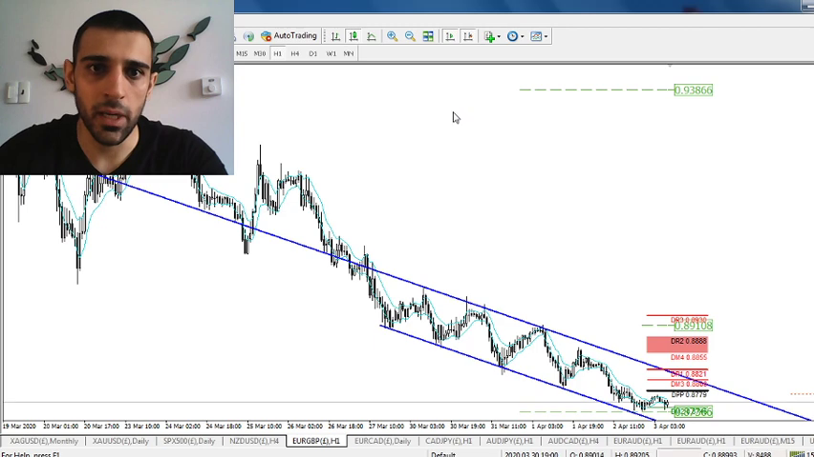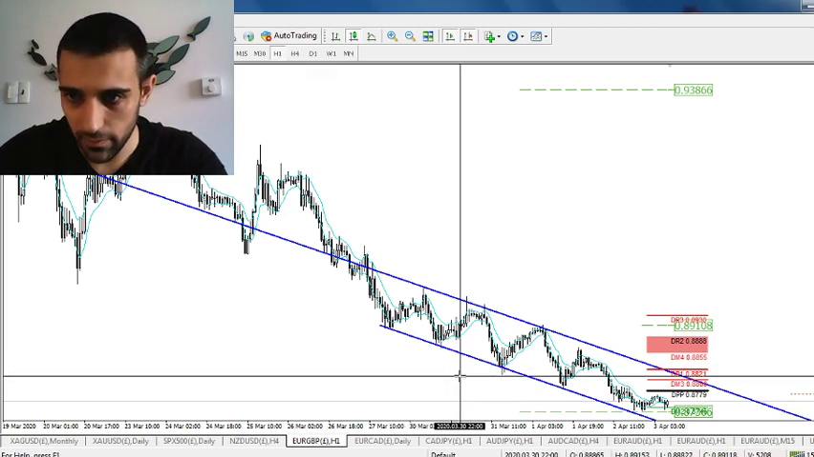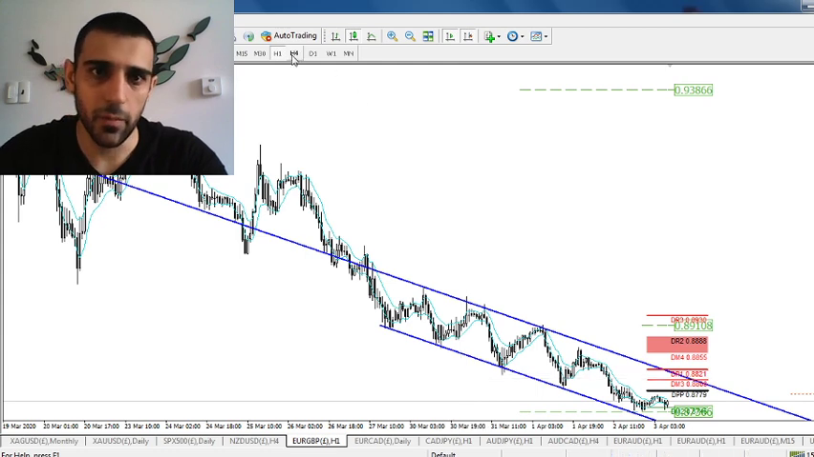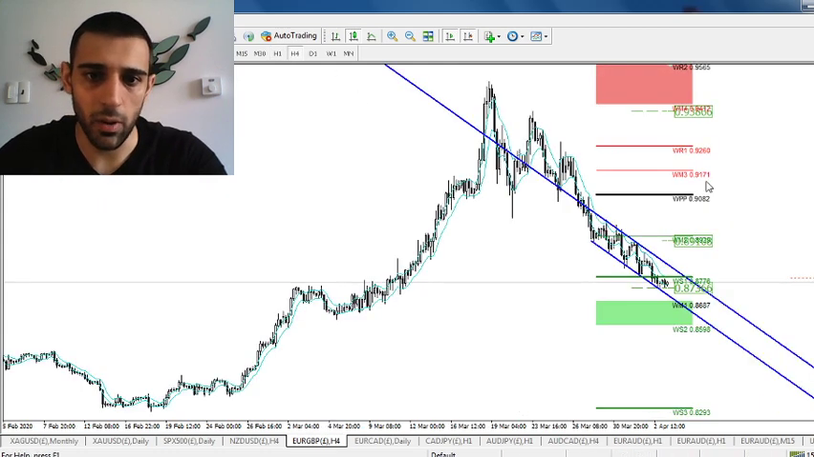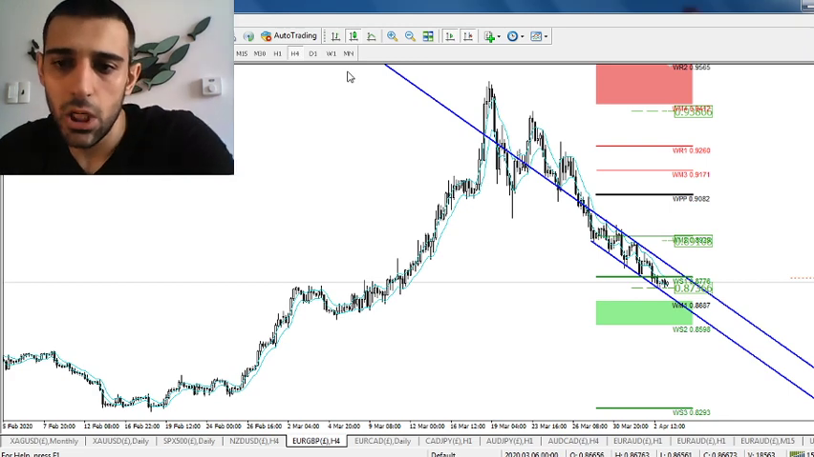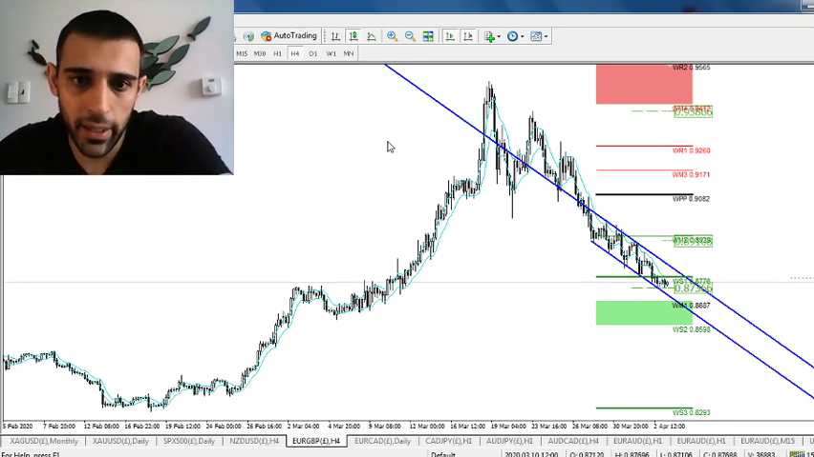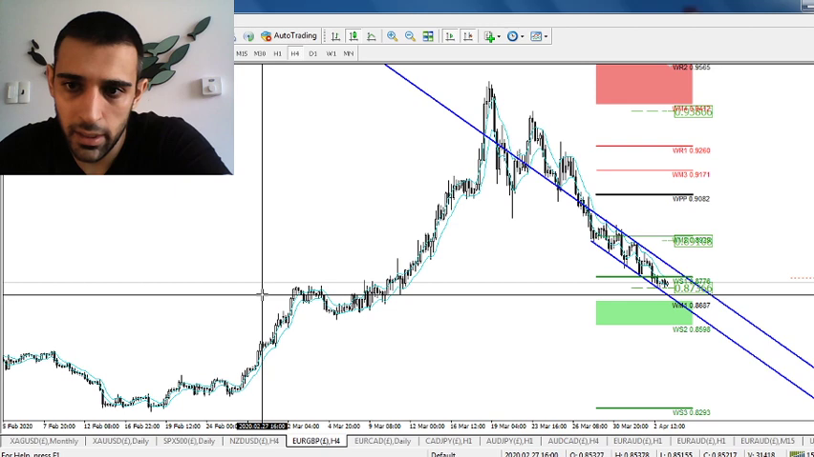20 pips stop on that, and let's see about 25 pips. No, 20 pips will be good on that one. So we would be looking at a 20 pips stop. Now let's have a look at the targets.